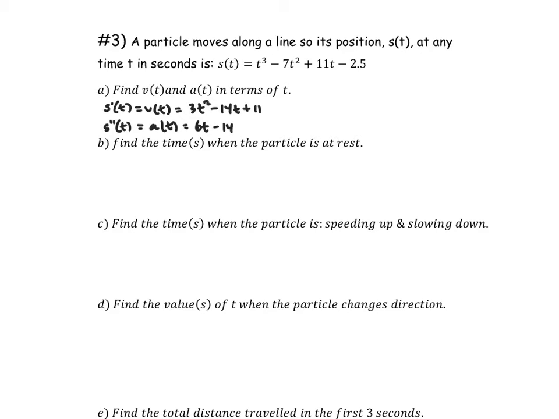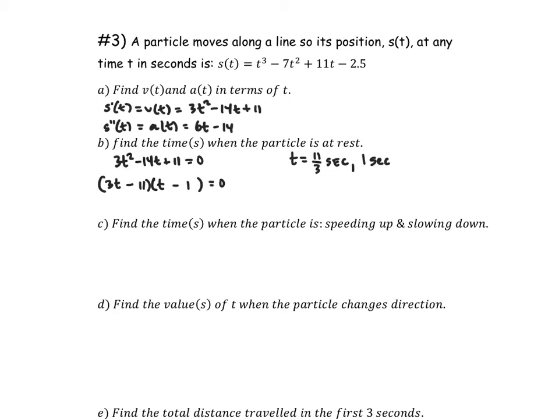Find the time or times when the particle is at rest. Okay, so we're going to take velocity, set it equal to 0. 3t squared minus 14t plus 11, set equal to 0. Let's see if we can factor this. I'm hoping so. How about minus 11, minus 1? I like that. It looks like to me that the particle is at rest at t equals 11/3 seconds and at 1 second. Those are turning points potentially.